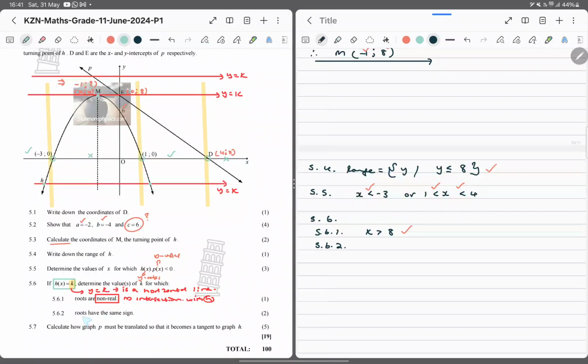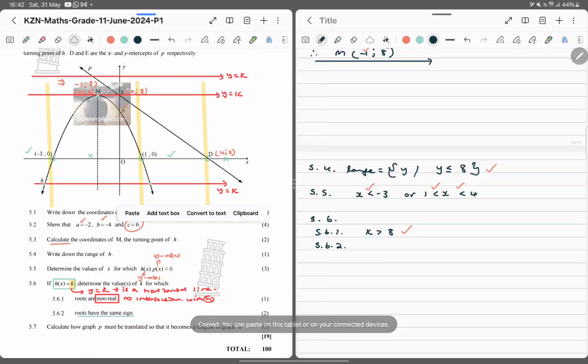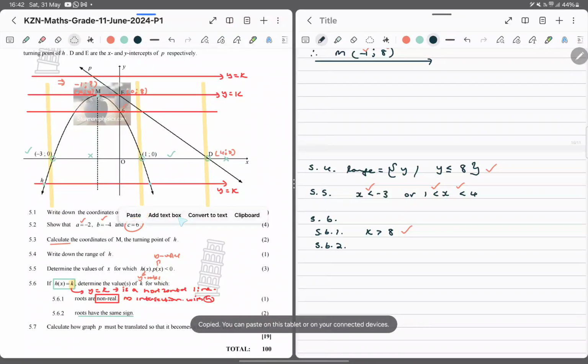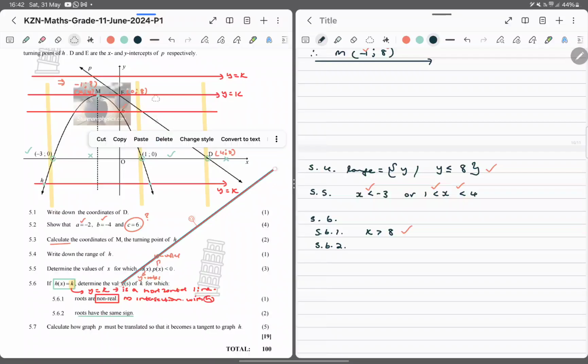5.6.2, it says they have roots that have the same sign. Holy cannoli. So now we need to come back here and say, okay, there's another point that we need to consider now. Paste. We need to consider the y-intercept here, right? Right, and then we copy this and add another. We also need in between here.